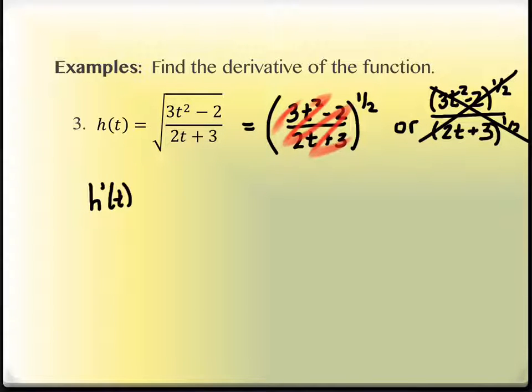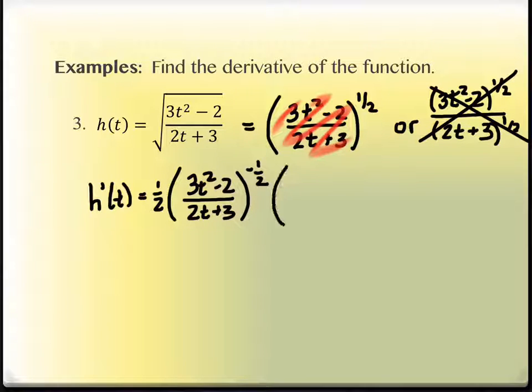Bring the 1/2 down and then subtract. Okay, so this is 1/2. I'll fill in the inside in a minute. And then I have an exponent that's now -1/2. So far, so good? What goes inside the parentheses? The original function, everything I crossed out in red. Okay, so 3t squared minus 2 over 2t plus 3. And then after this, I'm going to have the derivative of the red part, the inside.